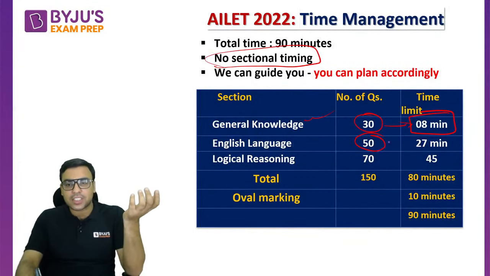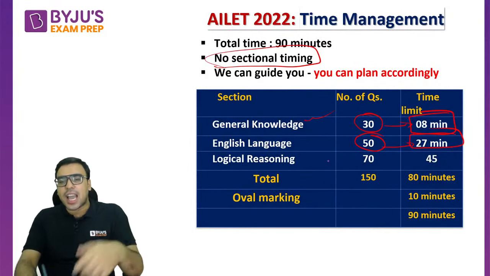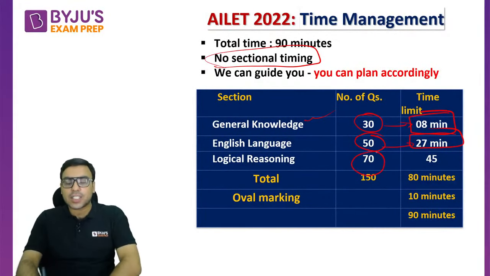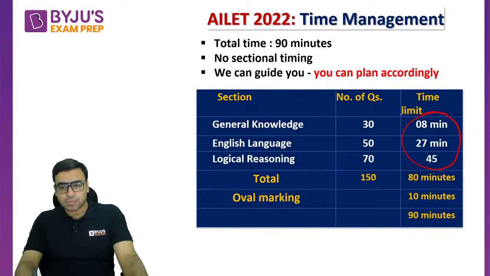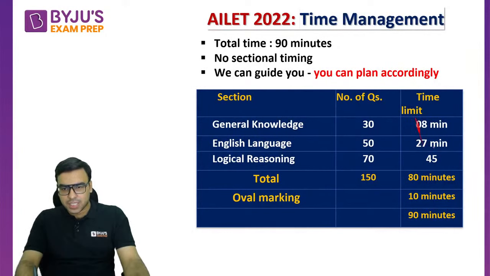So 50 questions you should solve in 27 minutes. And logical reasoning contains 70 questions, so you can give 45 minutes. So this is how you can give timings to different portions of the exam. Okay. It's 90 minutes, 1.5 hours, right? So 45 minutes is here. 27 is here. 18 minutes you can give here. So 18 plus 27 is 45 minutes and 45 minutes here.